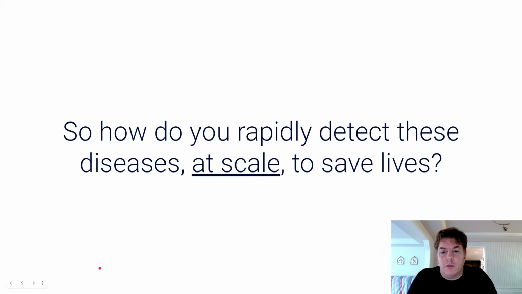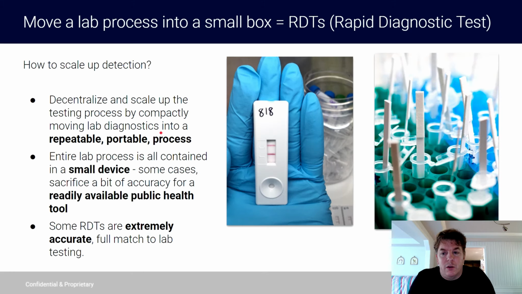So the question then becomes, how do you rapidly detect these diseases, do it at scale in order to save lives? And the current optimal solution is basically moving a lab process into a small box, that small box being an RDT. RDT stands for Rapid Diagnostic Test. And effectively, that allows you to scale up detection. You decentralize and you scale it up by moving the different lab processes into a compact, repeatable, and portable process.